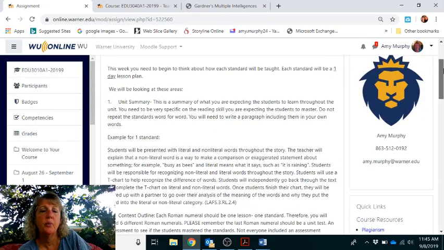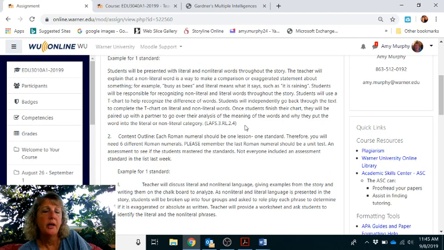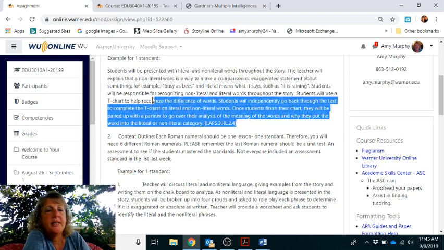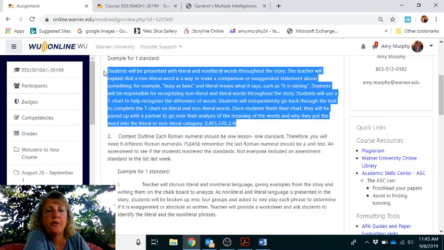Alright, so I asked you in week 2 to write the summary. So here is a sample of one that was on your week 2 assignment. And this is the summary someone wrote for the first standard. And it's very detailed. It talks about literal and non-literal. It talks about the students will use a T-chart. And then the students will independently go back and complete the T-chart. When they're finished with their T-chart, they're going to pair up with a partner. So if this part has been written in detail, the multiple intelligence is very easy. So let's look at this standard here and how it was explained.